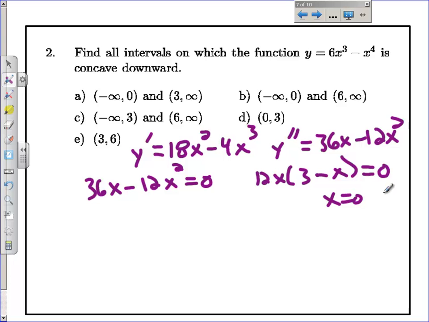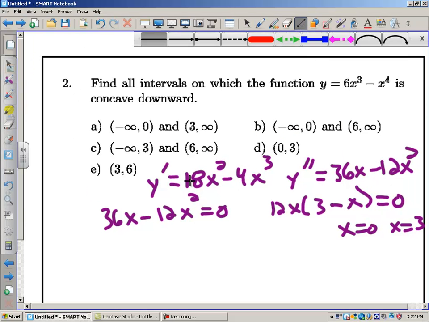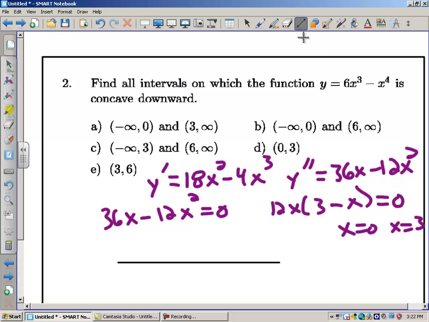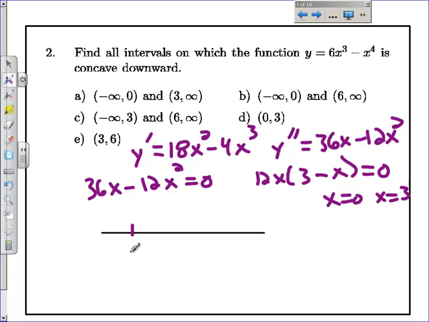So what we're going to do is draw a little line here, like this. I'm going to put marks on the x-axis at 0 and at 3. But now I'm going to check f double prime. To the left of 0, like at -1, if I plug in a -1 to f double prime, I get a negative times a positive. 12 times -1 is negative. 3 minus -1 is positive. So I get a negative f double prime. That means that f is concave down.